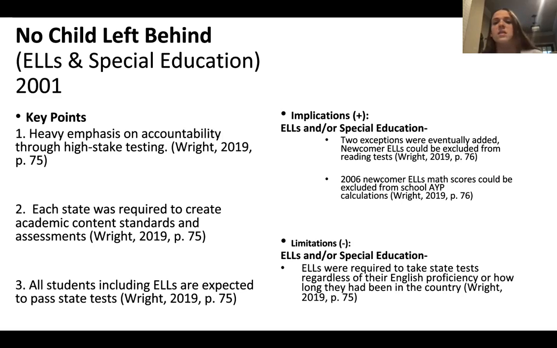Some of the implications are two exceptions were eventually added: newcomer ELLs could be excluded from reading tests. And then in 2006, newcomer ELLs' math scores could be excluded from the AYP calculations. Some of the limitations are ELLs were required to take state tests regardless of their English proficiency or how long they had been in the country.